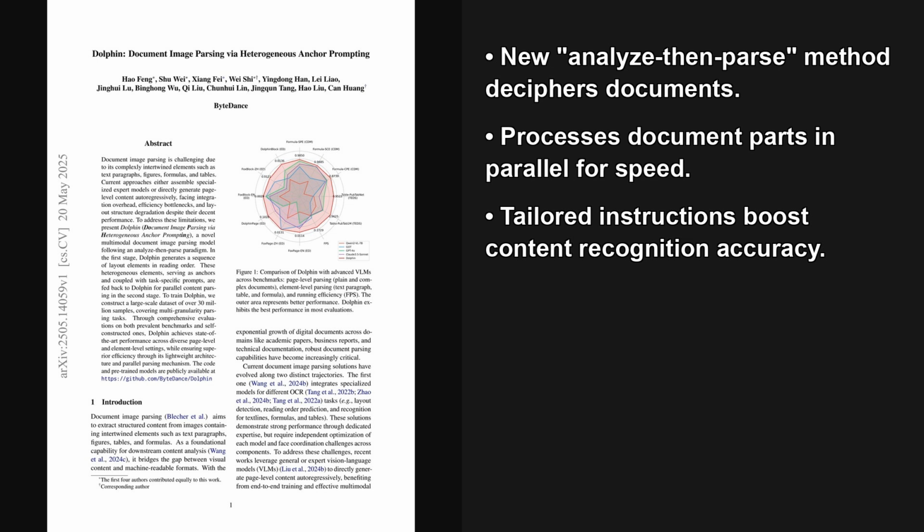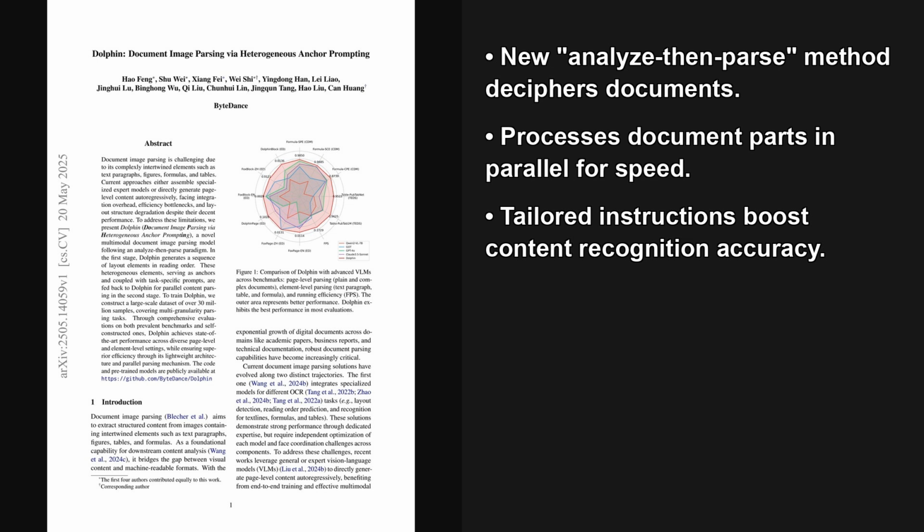Current ways of doing this can be slow or struggle with layout. Dolphin uses a neat two-stage analyze-then-parse approach. First, it finds different layout parts, or heterogeneous elements, which act as anchors. Then, using these anchors in specific instructions called task-specific prompts, it processes all these parts in parallel. This makes it faster and more accurate.